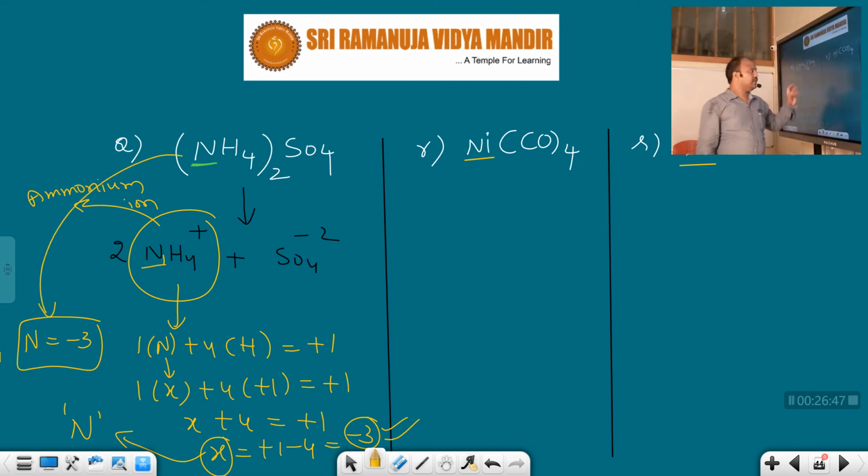But don't forget that one. Here we can split up into ions. Whenever splitting takes place in water, the salt dissociates into cation and anion. The cation is the ammonium ion, the anion is the sulfate ion. The nitrogen is located in the cation, the ammonium ion. That's why we find the oxidation number of nitrogen in the ammonium ion, and we get the answer -3.